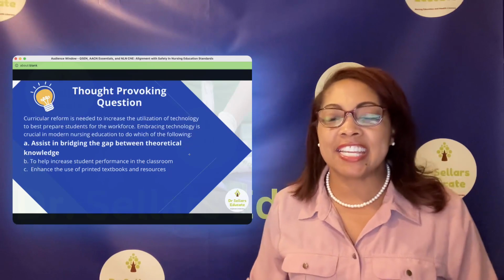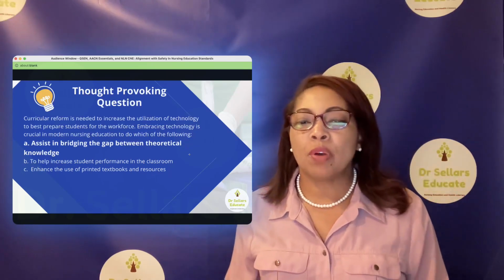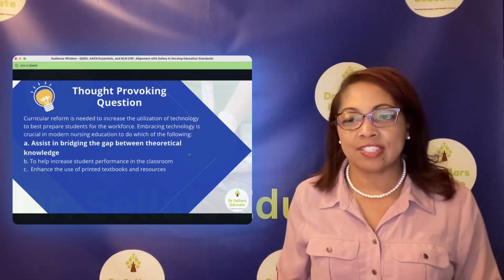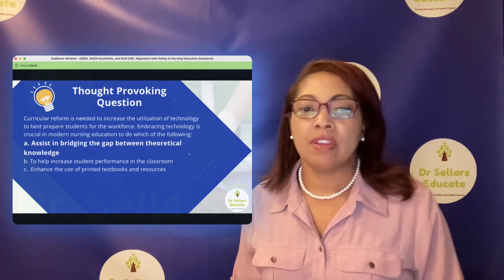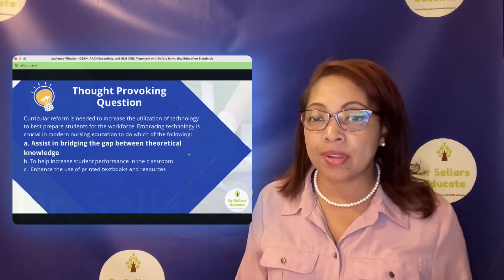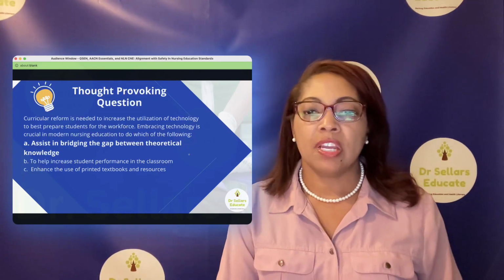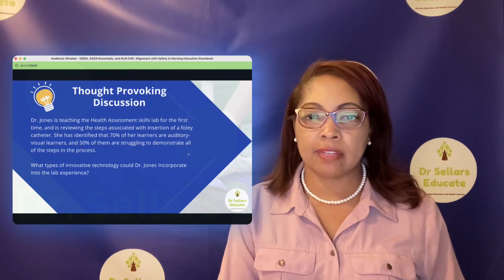All right, and then C, enhance the use of printed textbooks. Well, we want to leverage and enhance the use of digital textbooks, okay, and other resources in order for students to truly embrace technology and for us to do a good job of role modeling that.